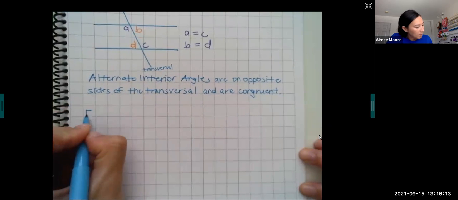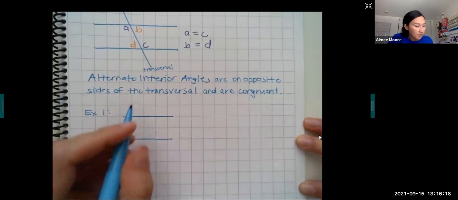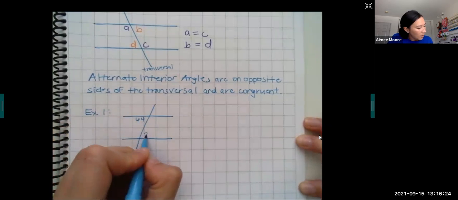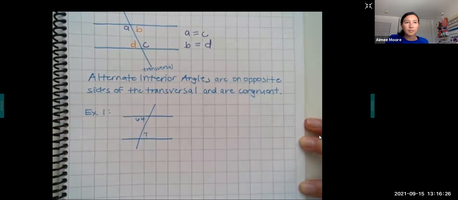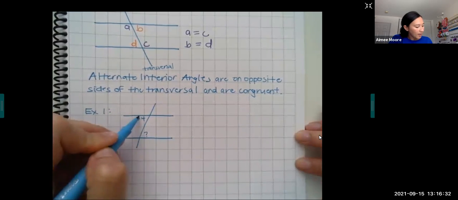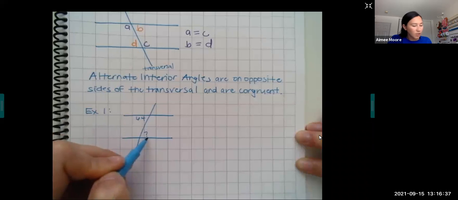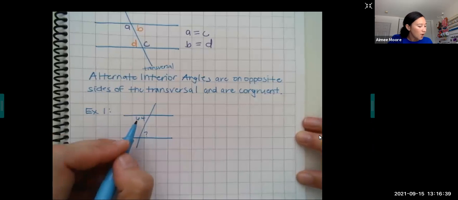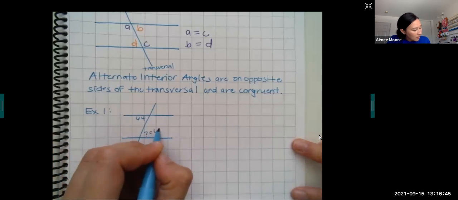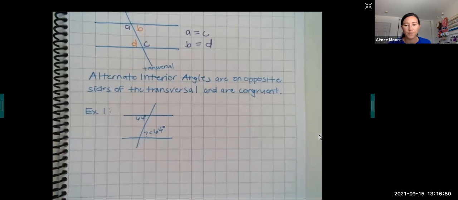Okay, so our first example, there's our parallel lines. Here's our transversal. We know this angle is 64. I want to know this missing angle. Well, these two angles are inside, they're interior because they're inside of the parallel lines. And then they're on opposite sides, which means they're alternate interior angles. So then we know these angles are equal. So that means then that this unknown angle right here is also 64 degrees.